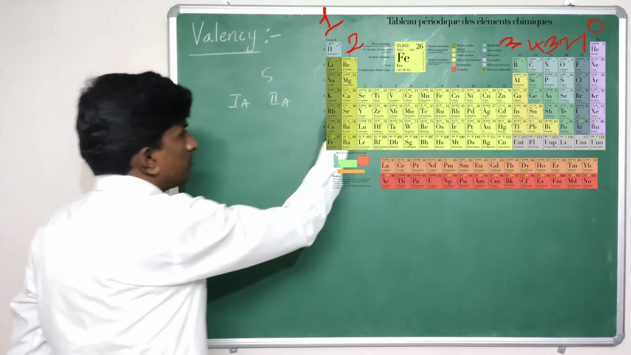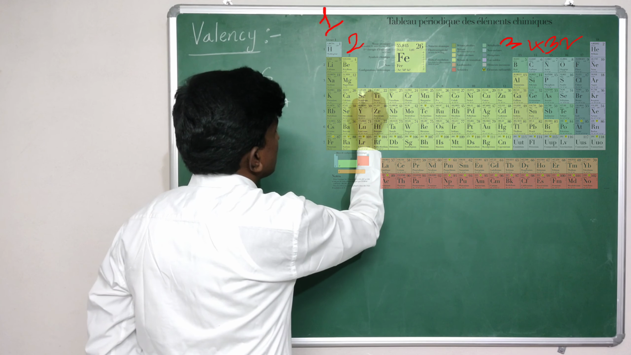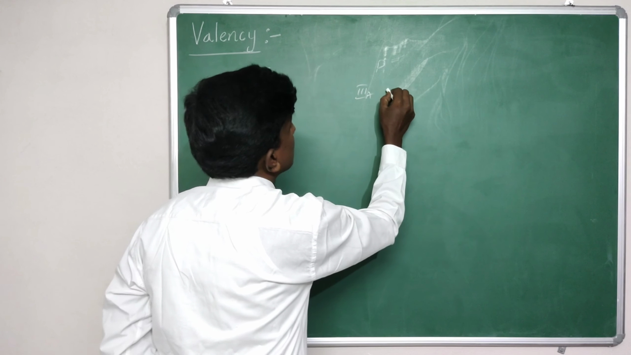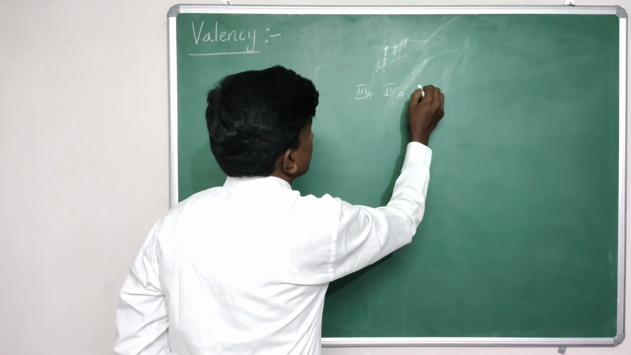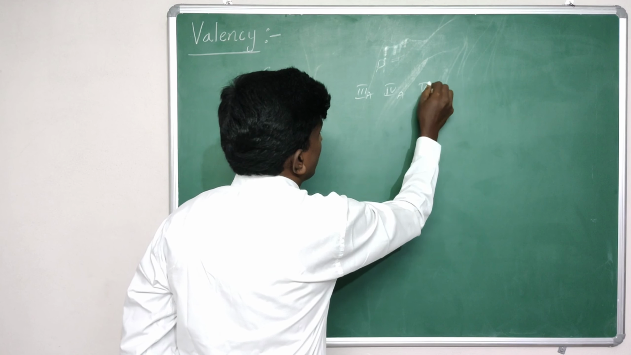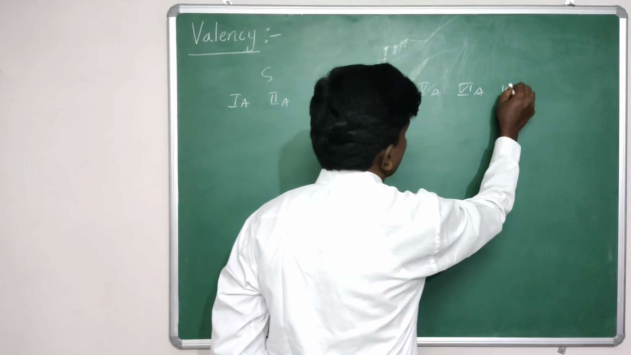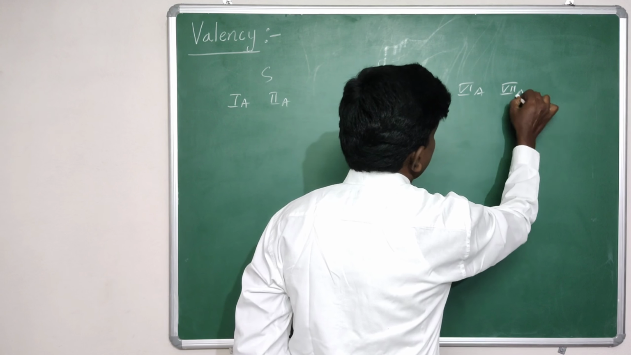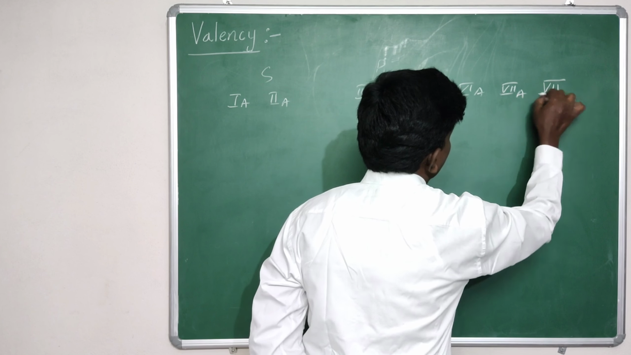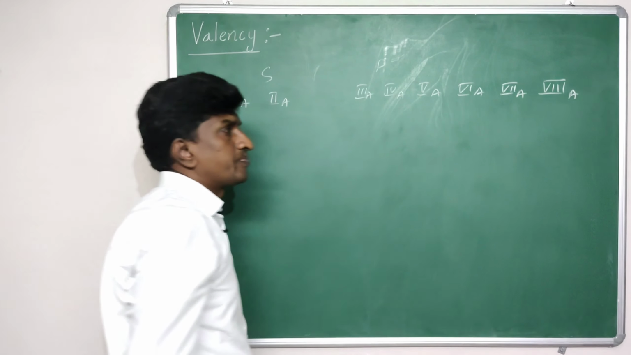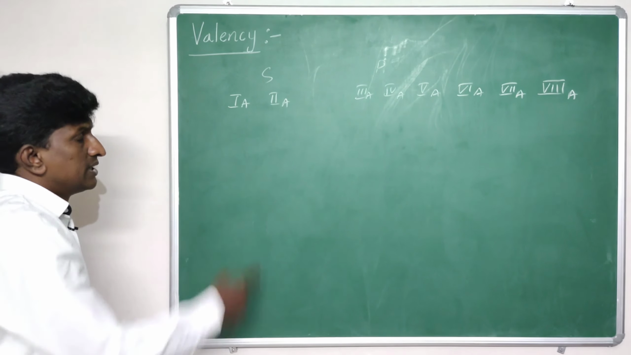2A, and P block elements 3A, 4A, 5A, 6A, 7A and 8A.